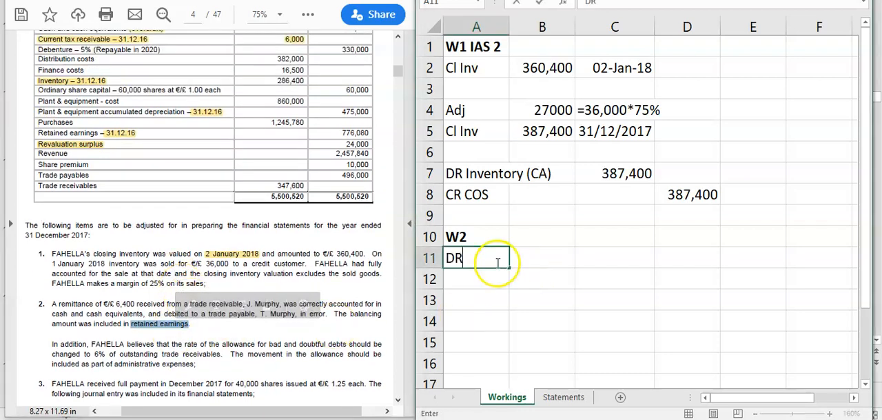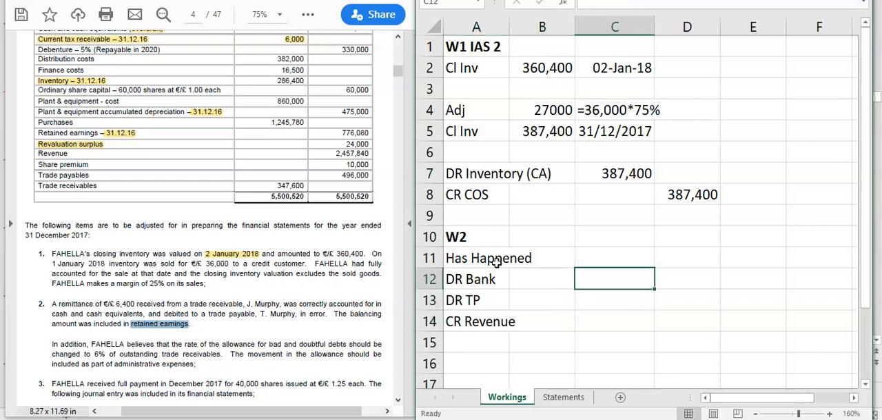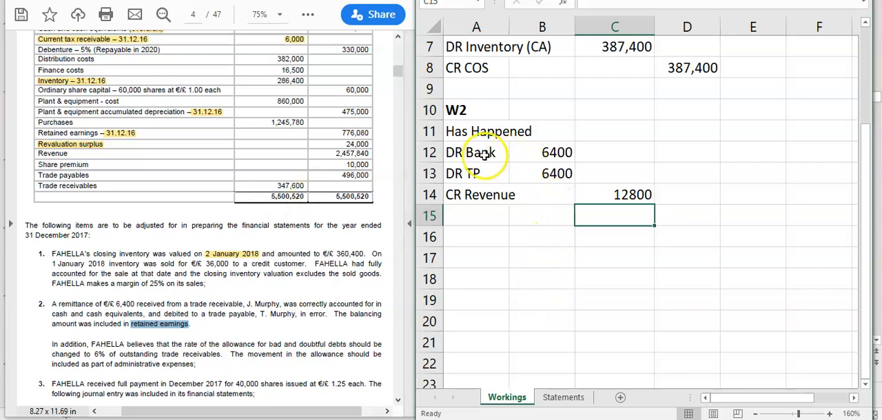So what happened was that this is not the adjustment, this is what has happened. They debited bank, same as cash and cash equivalents, they debited trade payables, and they credited revenue. We said you mightn't have picked up on the revenue. If you said credit retained earnings, you're not a million miles away. It's just probably poorly worded in the question more than anything. 6,400, 6,400, and then 12,800. So what should have happened here, you should have just debited bank and credited trade receivables.